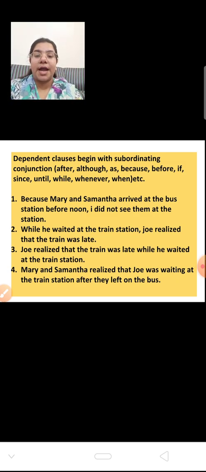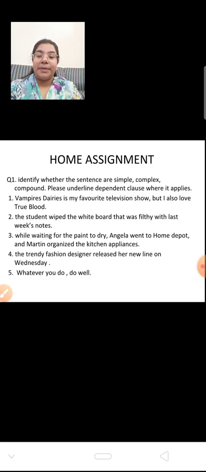So this was the kinds of sentences, which we have completed now, and here is a home assignment for all of you, based on what we have read right now. There are 5 sentences in which you have to identify which is the main clause and which is the dependent clause, underline that part, and write which sentence it is, either simple, complex, or compound. Do this home assignment in your rough notebook or your old notebook. No need to make a separate notebook. This is my request to all my students.